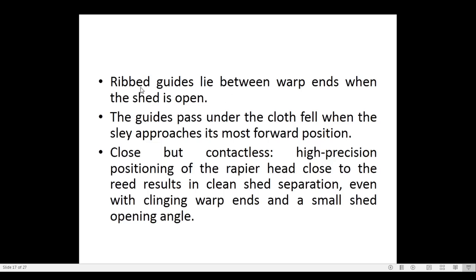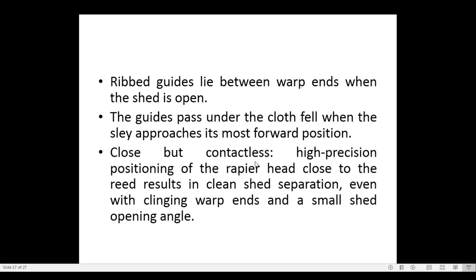So in the flexible rapier, ribbed guides lie between the warp ends when the shade is open. When the shade is open and the sleigh is at the back center to insert the weft, the guides lie in the warps. The guide passes under the cloth well when the sleigh approaches its most forward position. After inserting the weft, when we are beating up the reed, the guide goes below the fell of the cloth. So in the next figure we will see that.